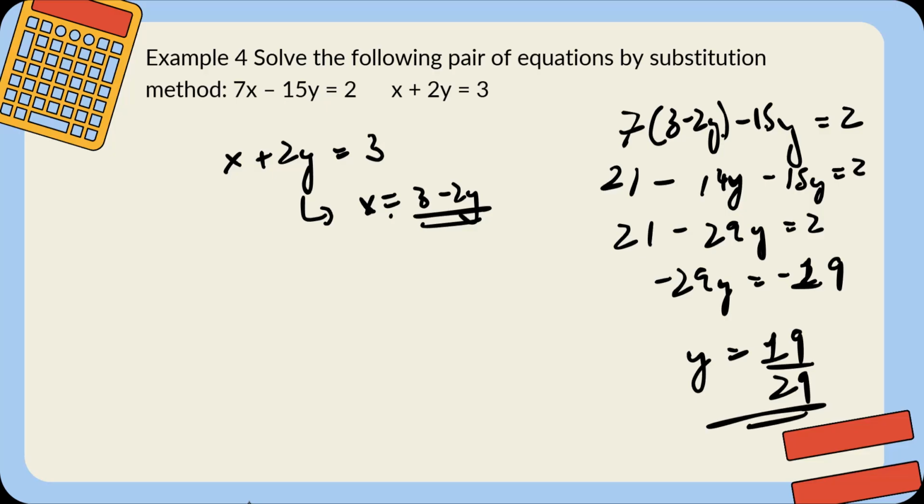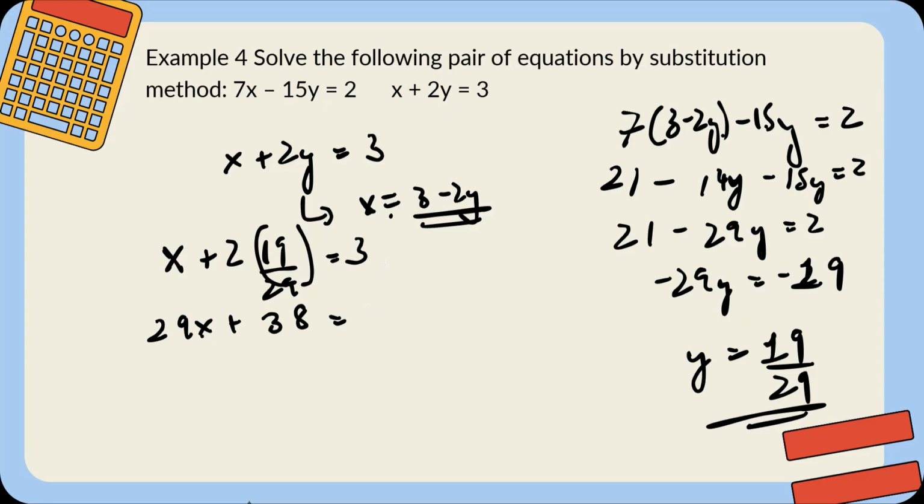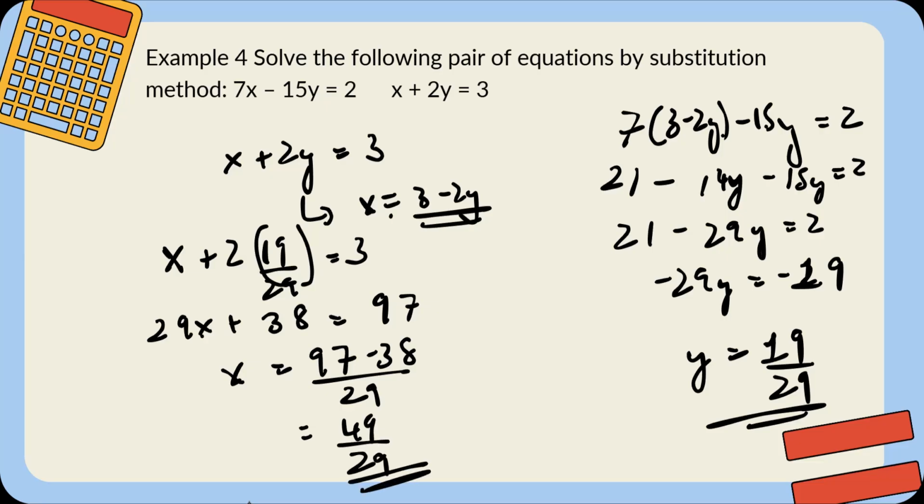So once you get y, you can find x, right? So what will be x? Substitute back. So when we substitute back, x plus 2 into 19 by 29 is equal to 3. Multiply throughout by 29, you'll get 29x plus 2 into 19, which is 38, right? So 29x plus 38 is equal to 29 into 3, which is 87. So this will become x is equal to 87 minus 38 by 29. So what is your final answer? Your final answer will be 49 by 29. So these are your x and y. Your x is 49 by 29, y is 19 by 29.